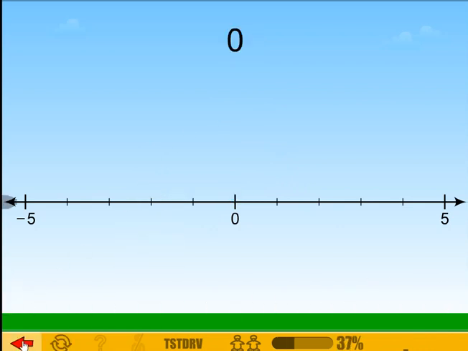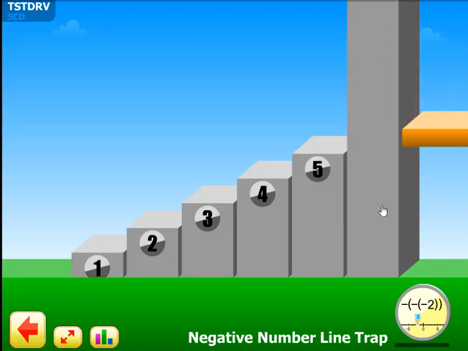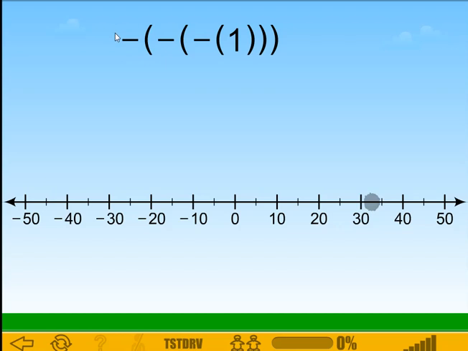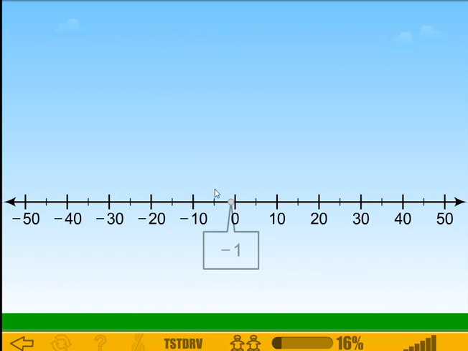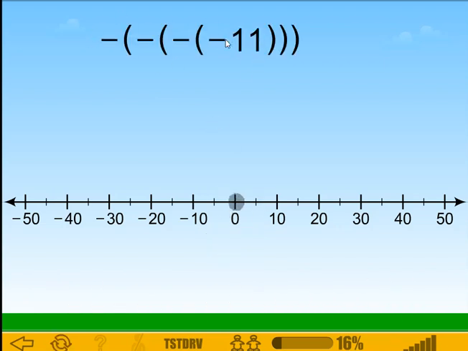But what about when we get much more complicated and we look at something like this? Negative, negative, negative 1. Okay, well, 1's here, negative 1's there, negative, negative 1 is there, and negative, negative, negative 1 is back to negative. It just goes between negative and positive every time. So kind of a cool way to think about this. Negative 11, positive 11, negative 11, positive 11.